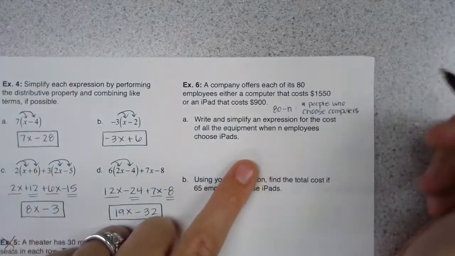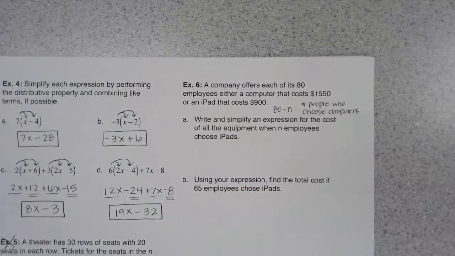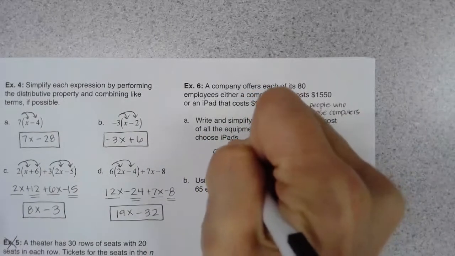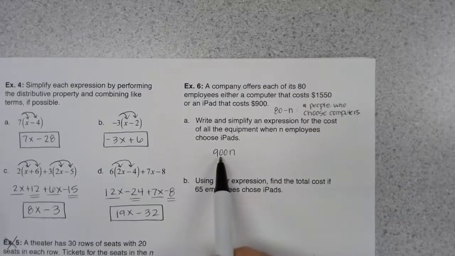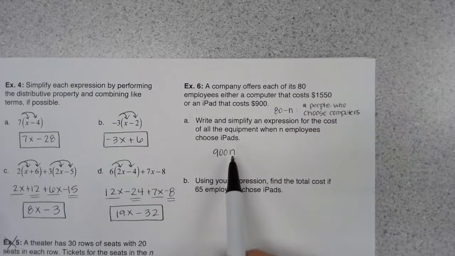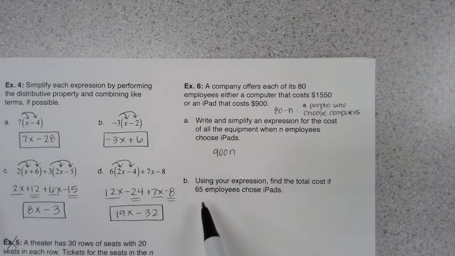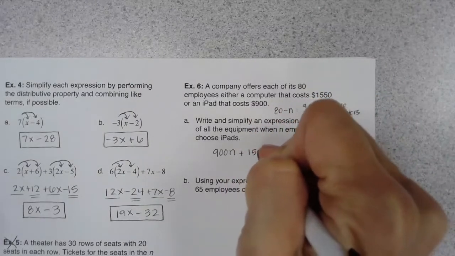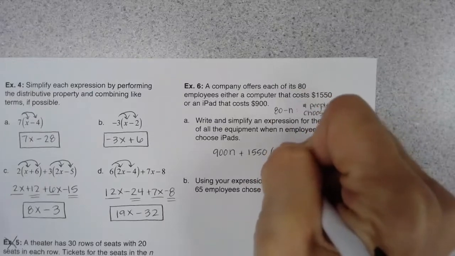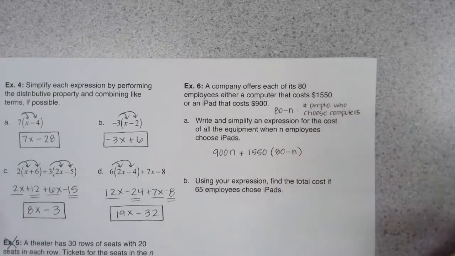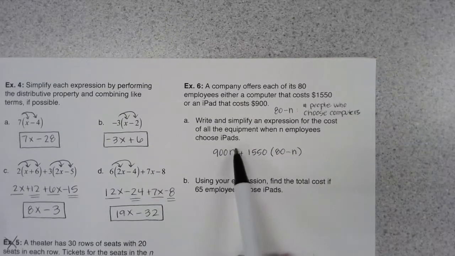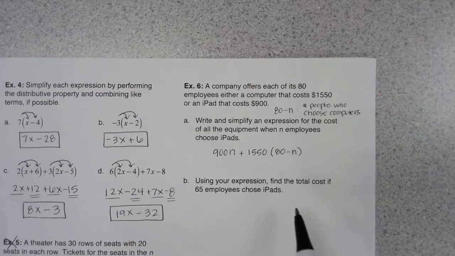And that'll be important because we'll need that information when we write the expression. The iPads cost $900, so 900 times n would be $900 per iPad times n is the number of people who choose iPads. This would represent the cost of the total amount spent on iPads if n people chose iPads. And then the computers are $1,550, and there are 80 minus n people choosing those, because the number of people who choose computers is dependent on the number of people who choose iPads. If more people choose iPads, that would mean that less people would choose computers.